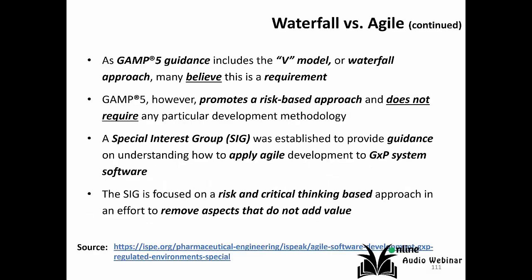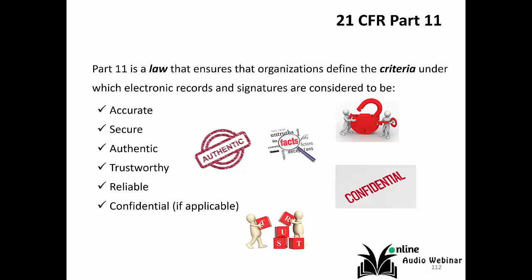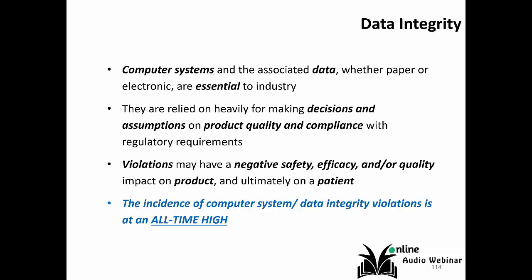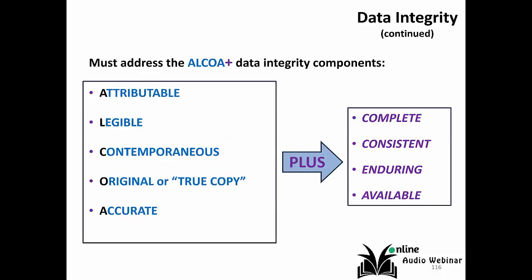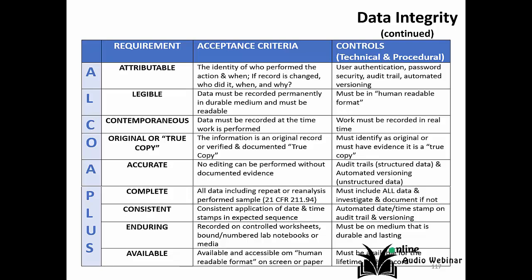Now, GAMP 5 includes the V model for waterfall, and FDA does not require you to follow GAMP 5. And just to touch on Part 11, it's a law. You have to define the criteria under which you can prove your data are accurate, secure, authentic, trustworthy, reliable, and confidential if personally identifiable information is included. The incidence of computer system data integrity violations is currently at an all-time high. You have to make sure you meet the ALCOA Plus data integrity components: attributable, legible, contemporaneous, original or true copy, and accurate, complete, consistent, enduring, and available. These are a subset of requirements for data integrity.